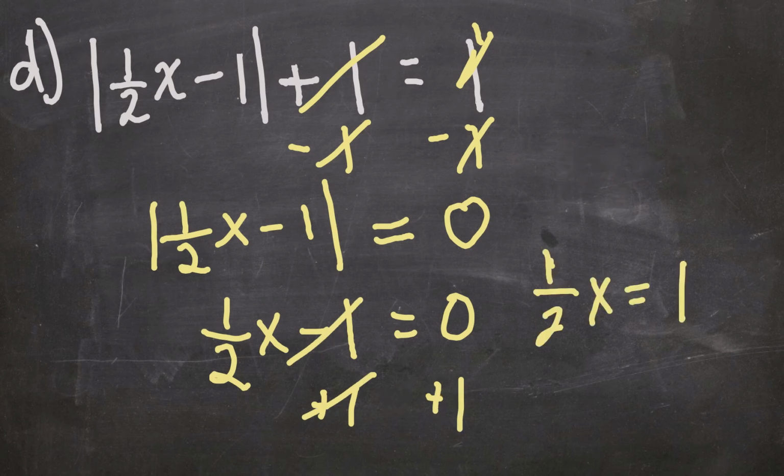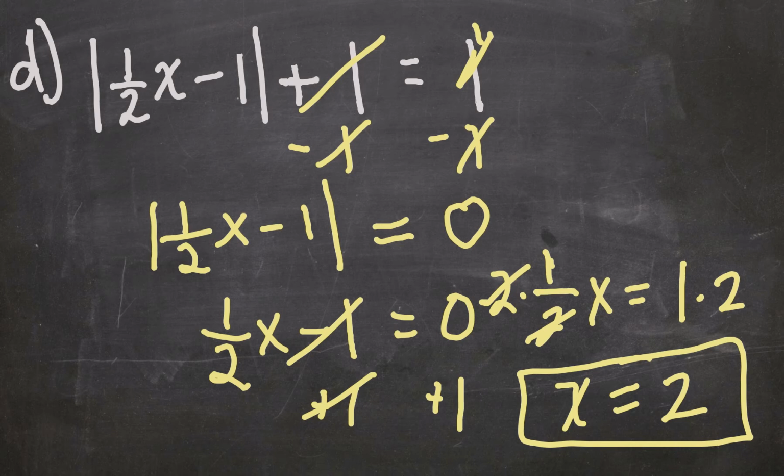Then we will do what to rid us of the 1/2? We'll multiply both sides by a 2. So we'll take the 2 times both sides, right? So we'll cancel that. And x is equal to 1 times 2, or what? 2. So we have a single solution for this one. You can check it by plugging in a 2. 1/2 of 2 is 1. So now 1 minus 1, absolute value 0, and 1 is equal to 1. So it checks out. Okay.